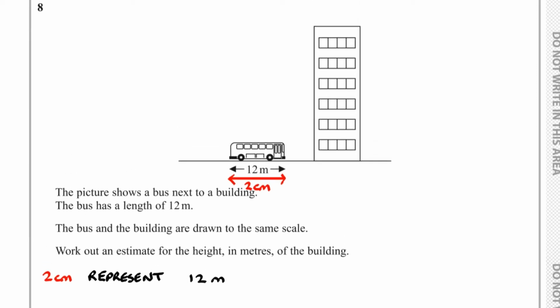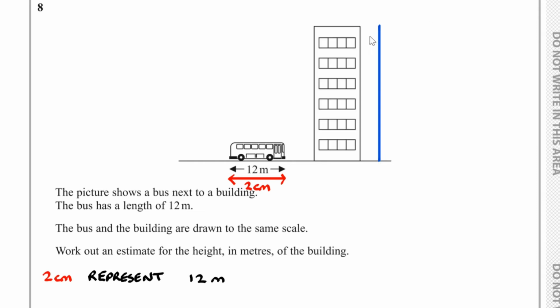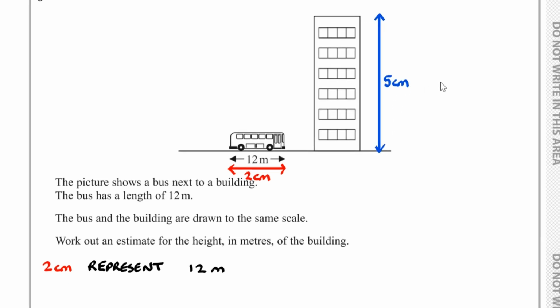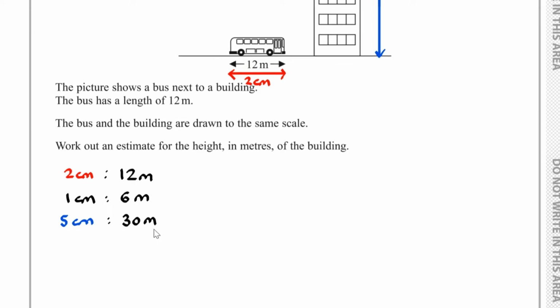So if that's the case, we want to find an estimate for the height. Well, what we have here is 5 centimeters. And we want to find out the real height of the building. So if 2 centimeters represents 12 meters, we can show this like a ratio. So we've got 2 centimeters to 12 meters. Then that means 1 centimeter will be shown by 6 meters, and therefore 5 centimeters will be shown by 30 meters.